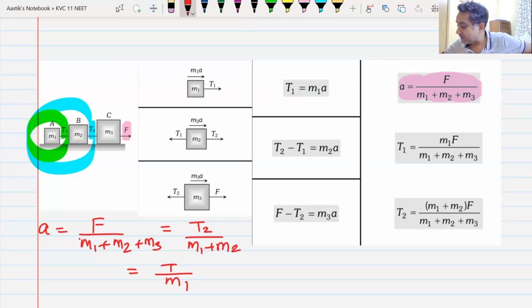So your T1 will become M1 multiplied by A. See, this entire thing is A. Do we see this? This entire thing is A. And your T2 will become M1 plus M2 multiplied by this entire thing A. Do we understand this, bacha?